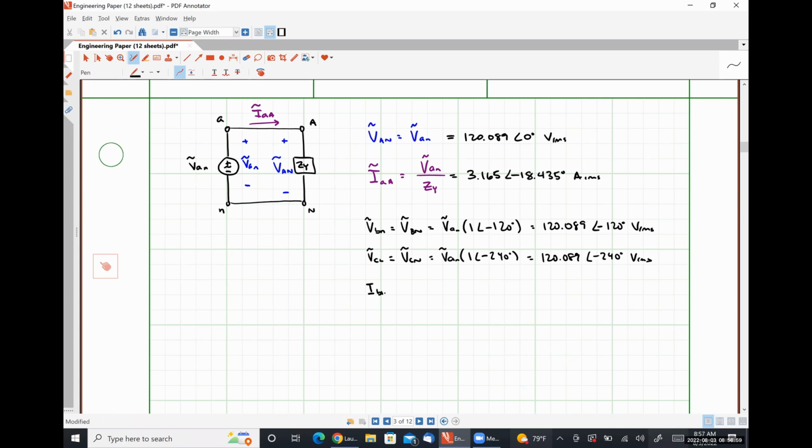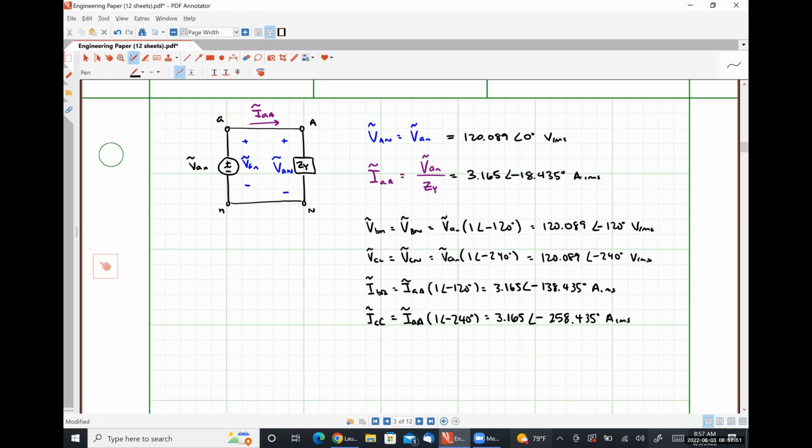Similarly, our line current IBB is just IAA times 1 angle negative 120 degrees. So that's going to be 3.165 angle negative 138.435 degrees amps RMS. And our line current ICC is IAA times 1 angle negative 240 degrees, or 3.165 angle negative 258.435 degrees amps RMS.